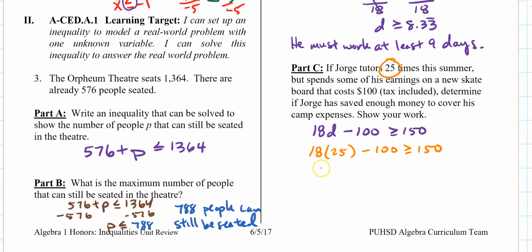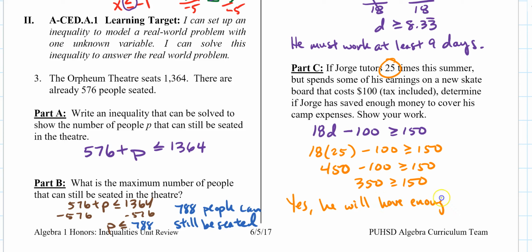18 times 25 is 450, minus the 100 for the skateboard. So 450 minus 100 is 350. So 350 is greater than or equal to 150. Is that true? Is 350 bigger than 150? That answer is yes. Yes, he will have enough money. In fact, he'll have $200 left over. Alright, and then moving on to the next problem.